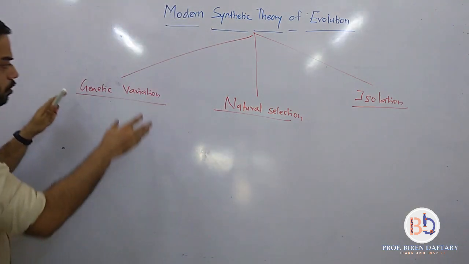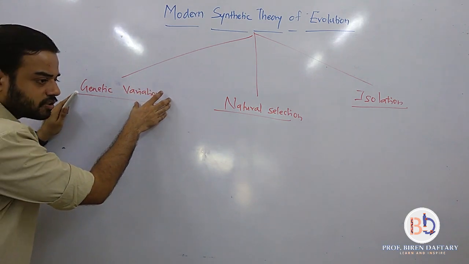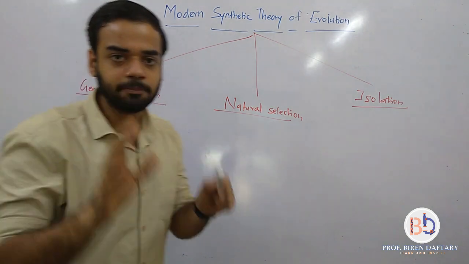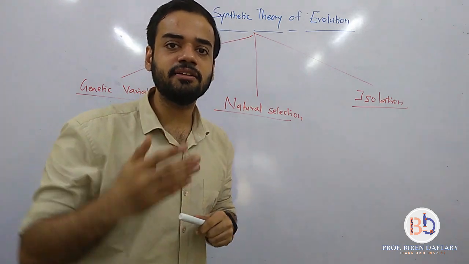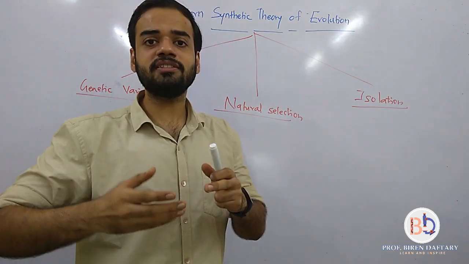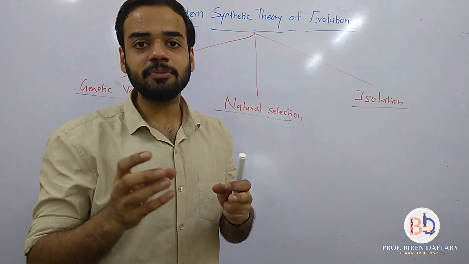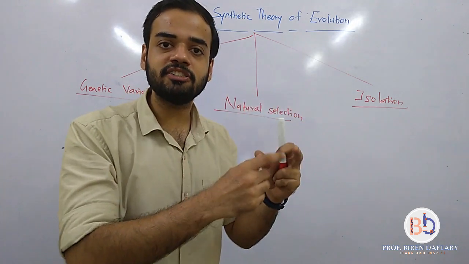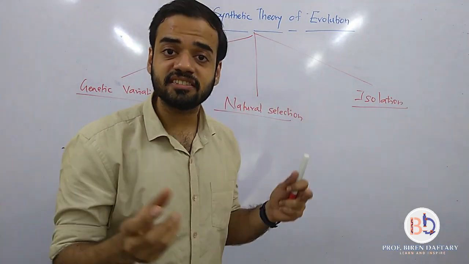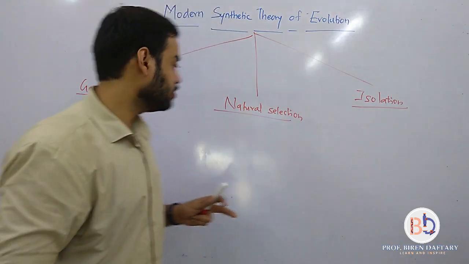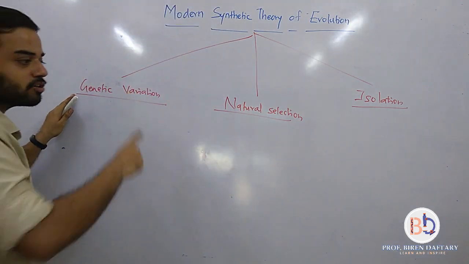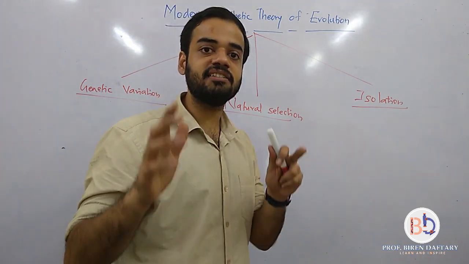Now, what is the meaning of genetic variation? Genetic variation simply means that there is a change in the gene frequency. What is a change in gene frequency? That means the proportion of that particular gene when compared to other genes has changed. So genetic variation can also be called a change in gene frequency.